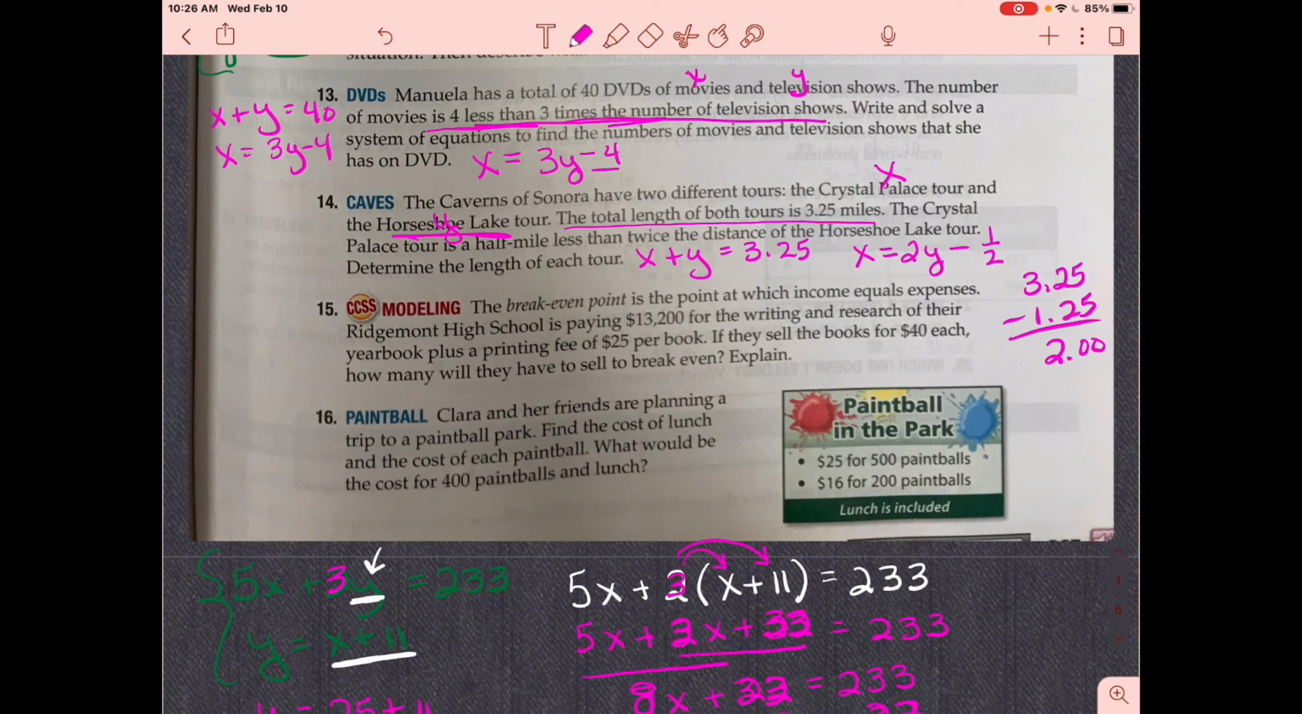All right, I'll just set up these other ones. The break-even point is the point at which income equals expenses. Richmont High School is paying this much for the writing and research of their yearbook, plus a printing fee of $25 per book. If they sell the books for $40 each, how many will they have to sell before they break even? Okay, so we want to sell enough books to pay back the amount it cost us to actually print them. We already had to put out $13,200 to write and research the yearbook, and we have to pay $25 per book.